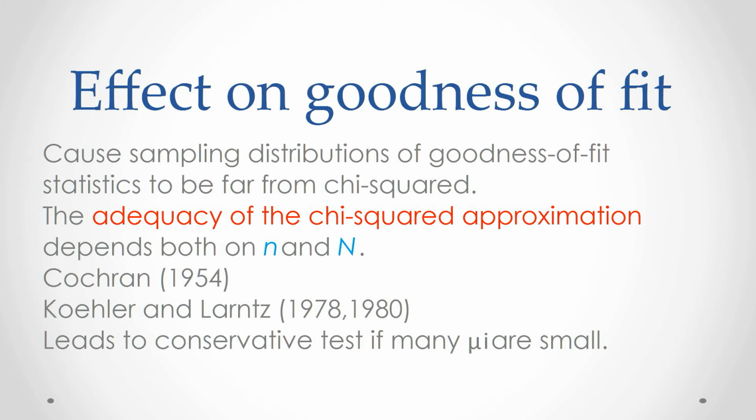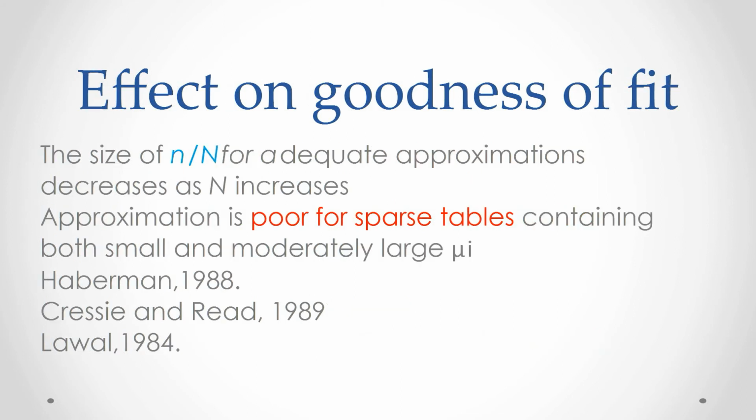When most of the mu i are smaller than 0.5, the G-squared statistic tends to give a highly conservative test. In general, the size of the ratio n/N that leads to adequate chi-square approximations will tend to decrease as N increases. However, the approximation tends to be poor for sparse tables containing both small as well as moderately large mu i.